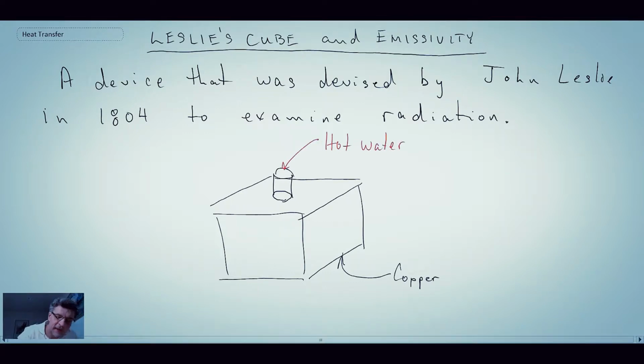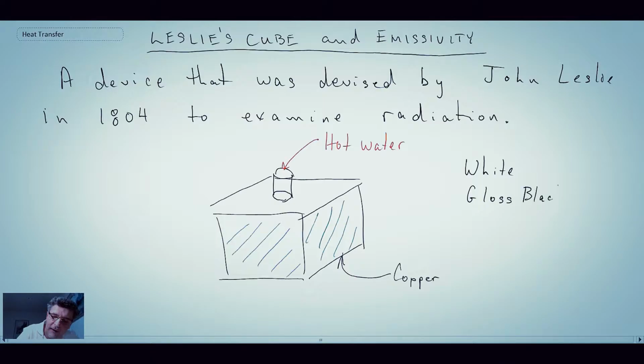And each of the sides of the Leslie cube has a different surface finish. The one that we'll be looking at in a short while has, on one side, white paint, the next side has gloss black paint, then the next side has flat black, and the last side is just bare copper.